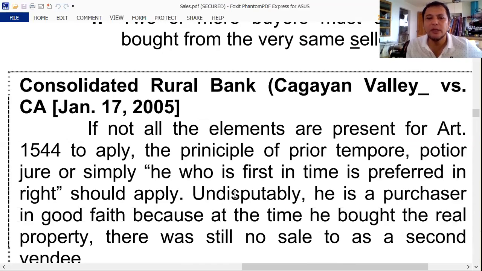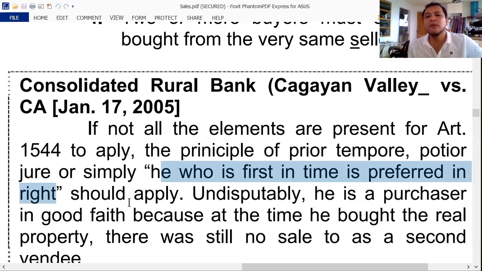In the case of Consolidated Rural Bank versus CA, now Cagayan Valley Rural Bank, according to the Supreme Court, if not all elements are present for Article 1544 to apply, the principle of prior tempore, potior jure, or simply he who is first in time is preferred in right, applies. So this is the rule that will apply if 1544 cannot be applied, or if not all the elements of 1544 are present.